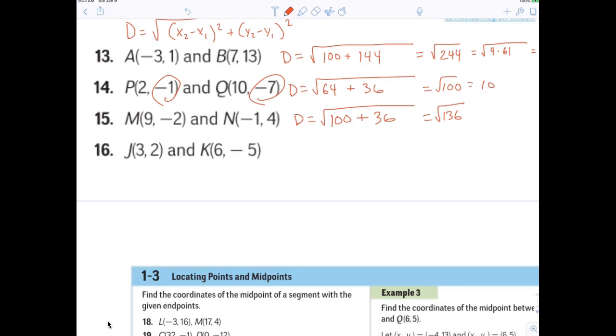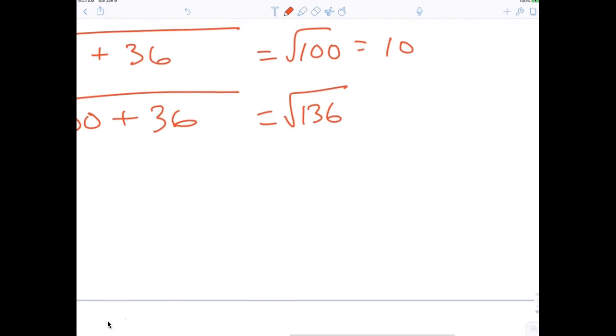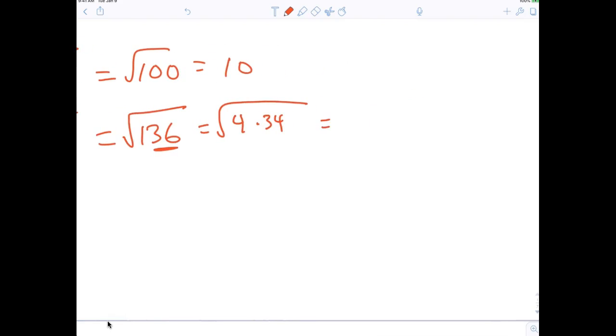Are we okay with that? And now, is there a perfect square in there? 4. That is correct. Because the last 2 digits are divisible by 4. That's how you know it's divisible by 4. All right. So that becomes the square root of 4 times, good job, thank you, Kelly, 34. So your final answer is 2 radical 34. Any issues?